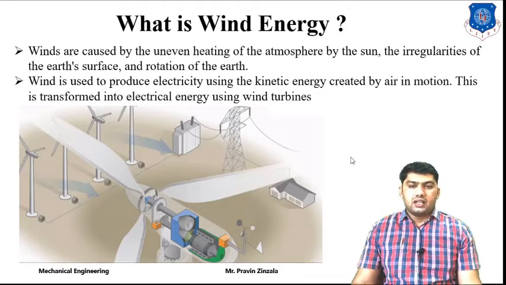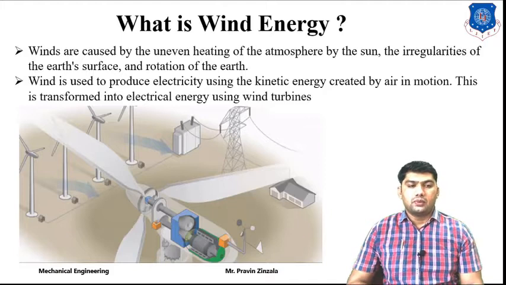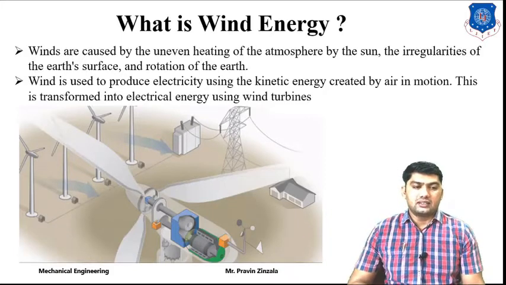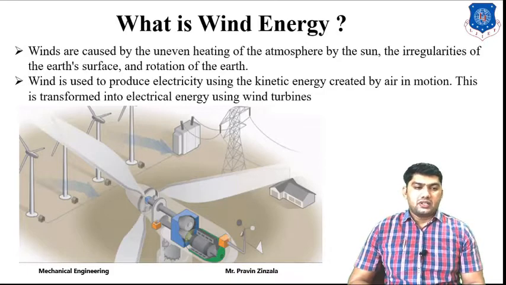Wind is caused by uneven heating of the atmosphere by the sun, the irregularities of the earth's surface, and the rotation of the earth. So wind is mainly caused by density difference, and the density difference is created by solar radiation. So we can also say that wind energy is one type of solar energy, or that almost every renewable energy source is one type of application of solar energy.